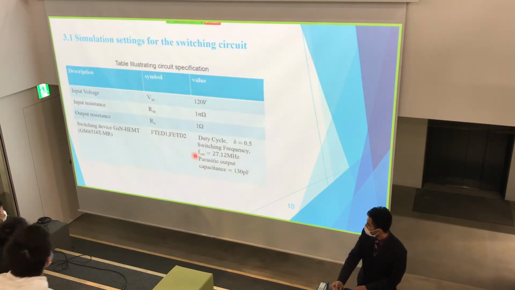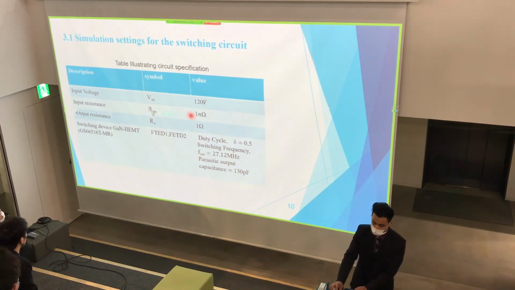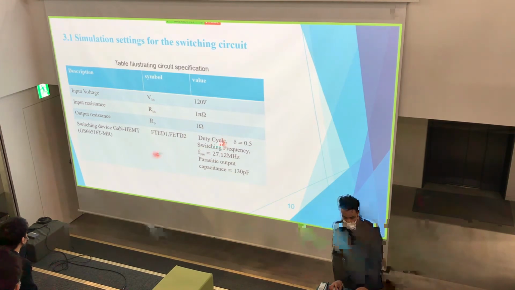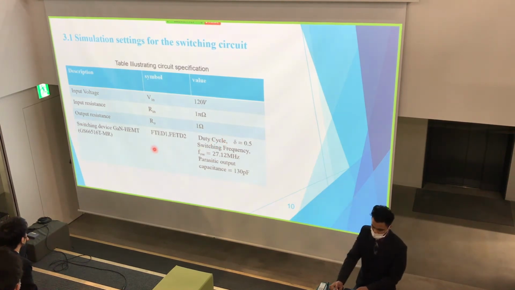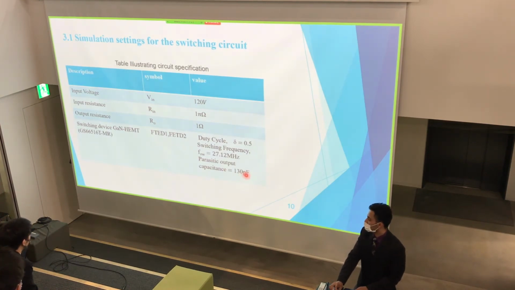Now I will explain the simulation settings. We have the input voltage of 120 volts. The input resistance is kept to a bare minimum of 1 nano ohm, and the output resistance is 1 ohm. For the switching device, I'm using this device. The duty cycle is half, the frequency is 27.12 megahertz, and the parasitic output capacitance is taken to be 130 picofarad from the data sheet of this device.